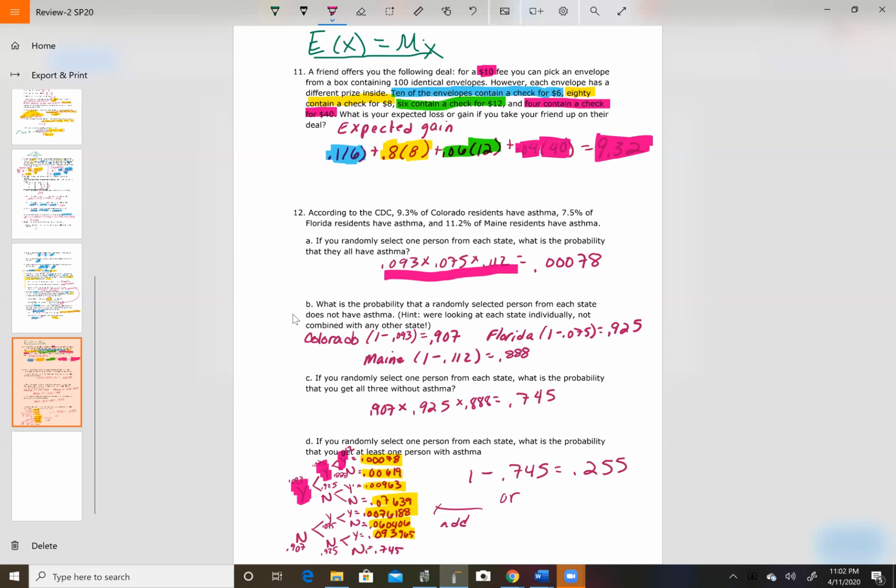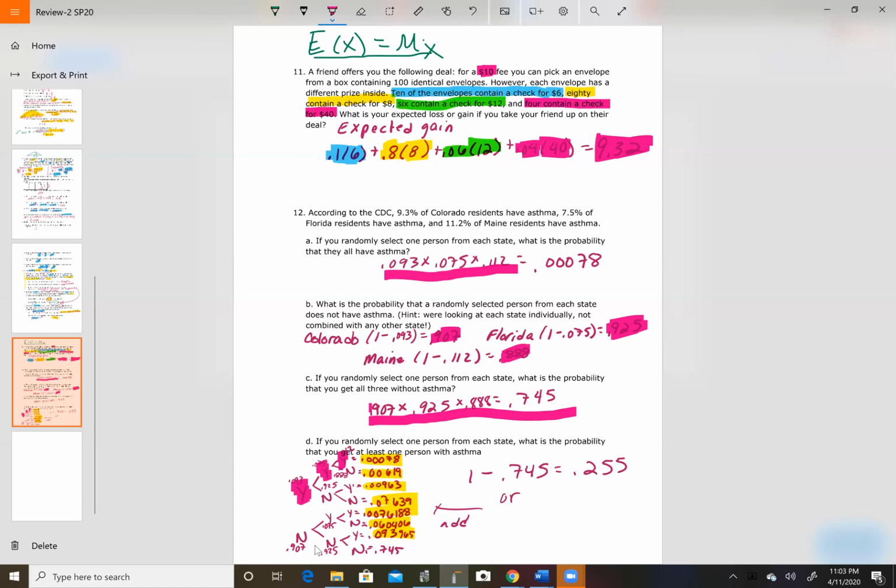Question B, what is the probability that a randomly selected person from each state does not have asthma? So in Colorado, if 9.3% do, then 90.7% do not. In Florida, same, we're just subtracting it from 100 to get that. So now question C says, if you randomly select one person from each state, what is the probability that you get all three without asthma? We do the same thing that we did for A, except we use our new numbers. And so that's going to be approximately 74.5% that you get somebody that doesn't have asthma.